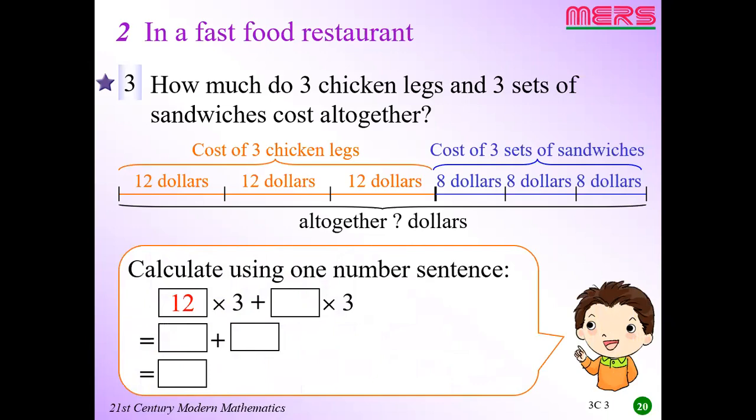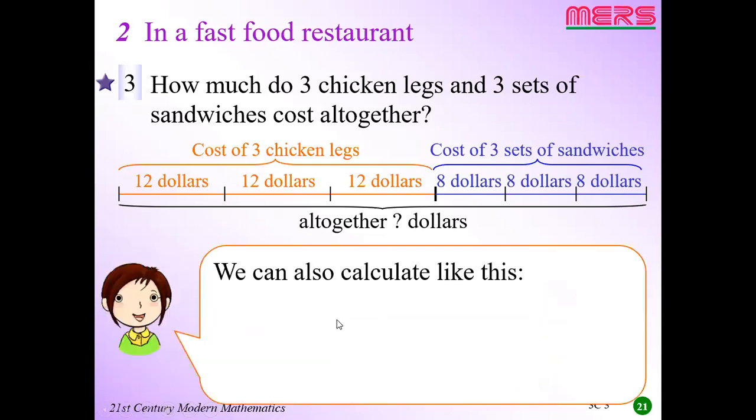Okay, so you may calculate using one number sentence like this below. 12 times 3 plus 8 times 3. You can also use a bracket like 12 plus 8 in the brackets and then times 3. The answer will be the same. Okay, so for this part, the answer will be 16. Like this.